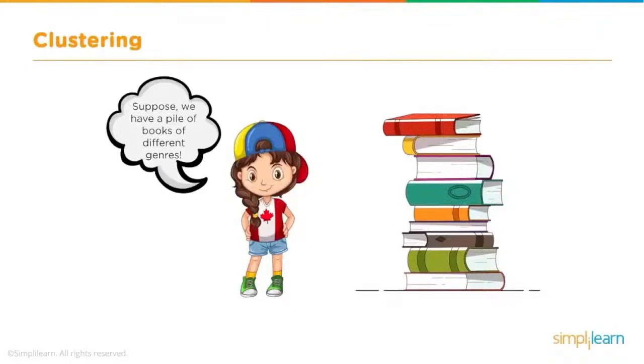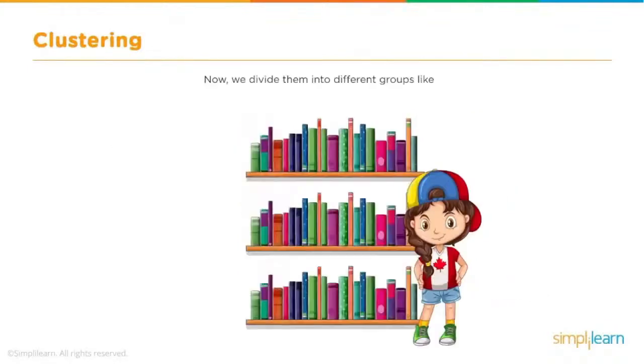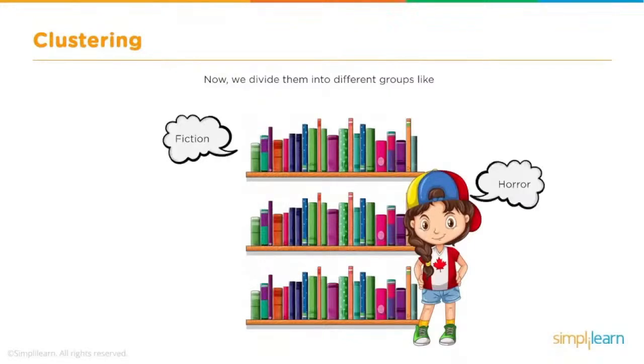Suppose we have a pile of books of different genres. Now we divide them into different groups like fiction, horror, education, and as we can see from this young lady, she definitely is into heavy horror. You can just tell by those eyes and the maple Canadian leaf on her shirt.